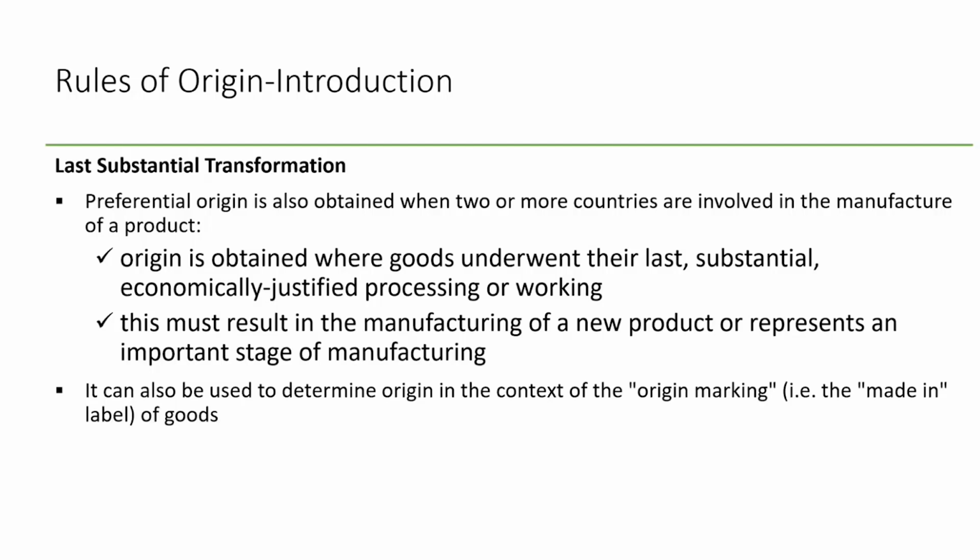So two ways to gain origin. One is the product is wholly obtained. That's natural products. The second is, in complex manufacturing supply chains, the origin is the place of last substantial transformation. And what does last substantial transformation mean? How do you know if goods have been substantially transformed? Well, that's where the actual rules of origin come into it, right?